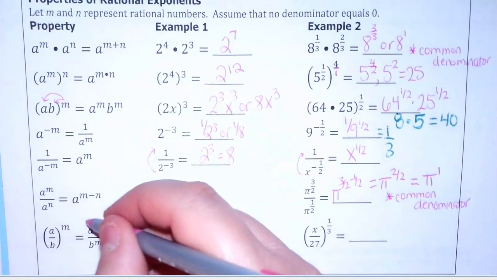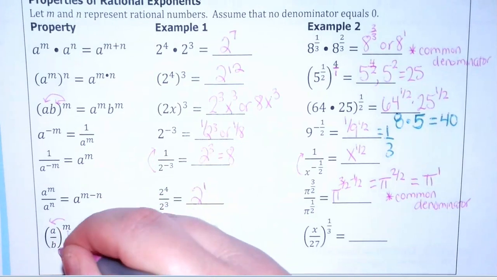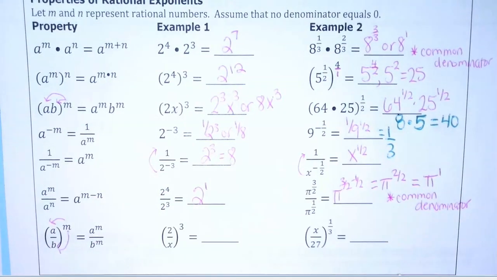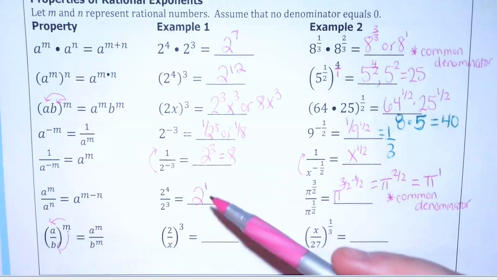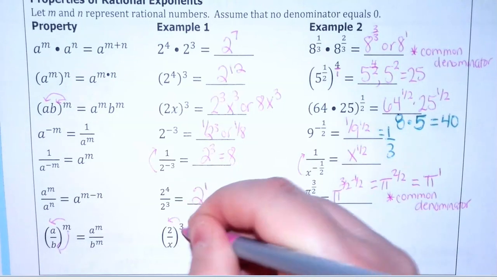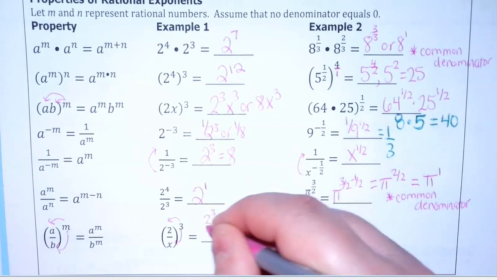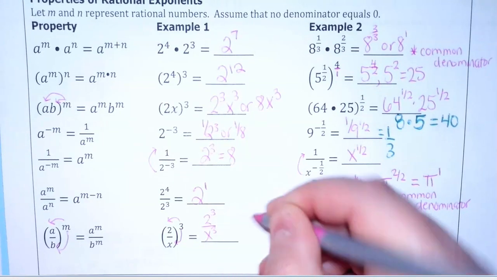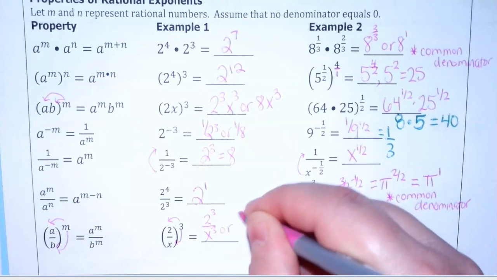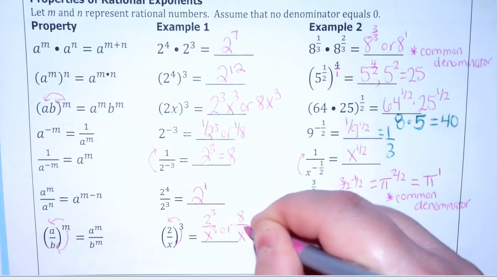This is similar to product to a power. Anything inside the quotient there is going to have that exponent on the outside distributed to it. Again, notice I don't have any adding or subtracting, so I could do that. So my example with integer exponents, this would be 2 to the 3rd over x to the 3rd, or if you want to simplify the top of that, 8 over x to the 3rd.